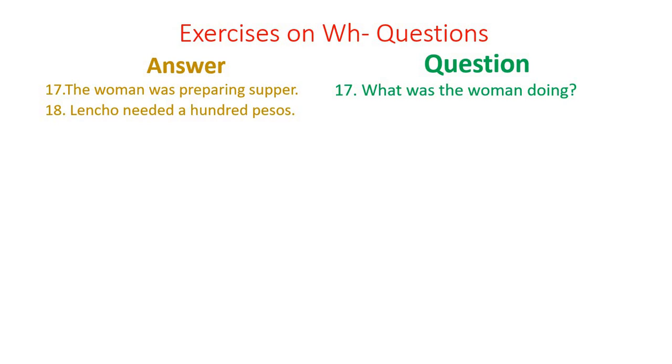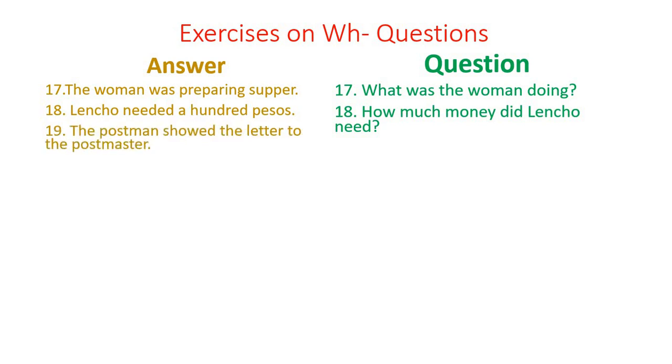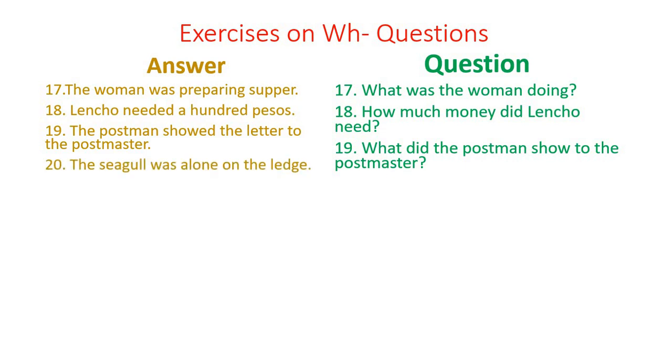Lencho needed 100 pesos, and the question is, how much money did Lencho need? Next, the postman showed the letter to the postmaster. And the question is, what did the postman show to the postmaster? Next, the seagull was alone on the lace. And the question is, where was the seagull alone?